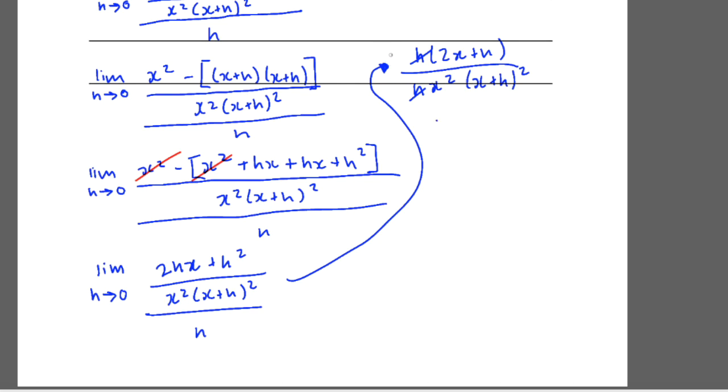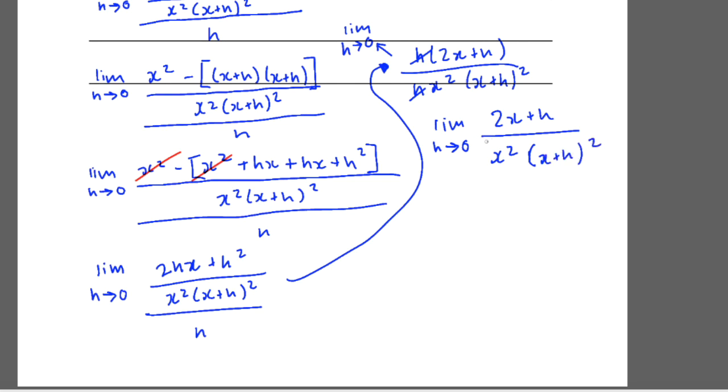I forgot to write the limit, as I do. The limit as h approaches 0. Limit as h approaches 0 now, what we have is 2x plus h, all divided by x squared times (x plus h) squared.